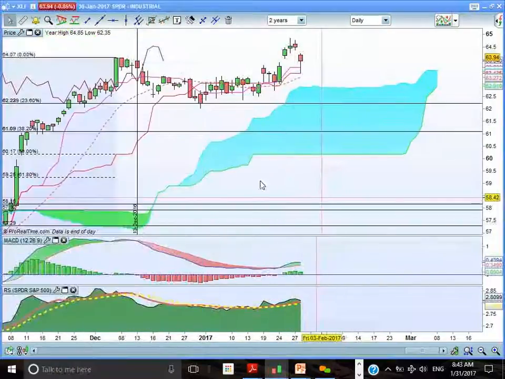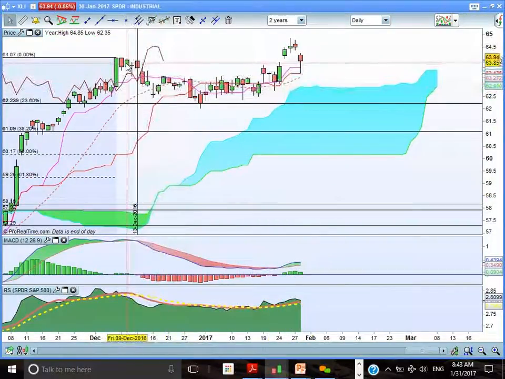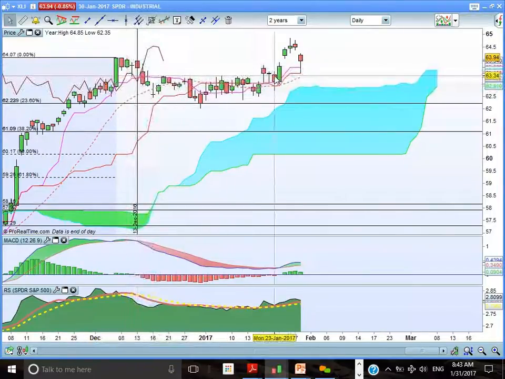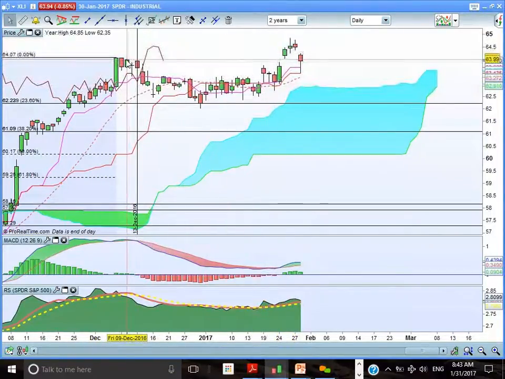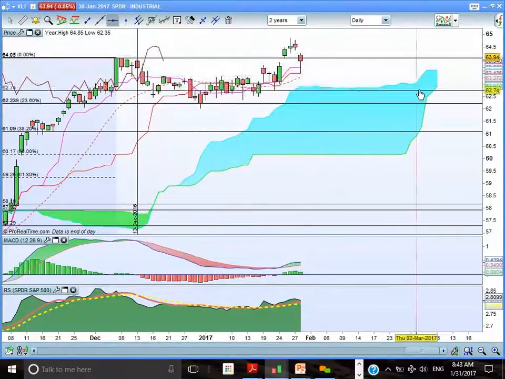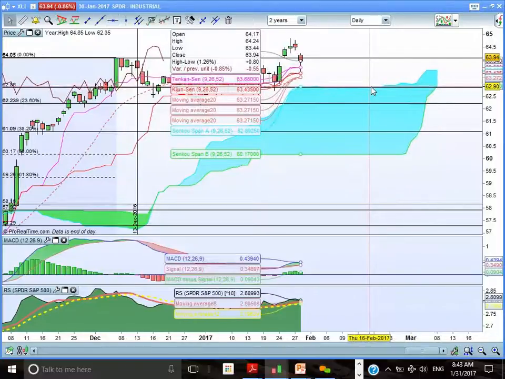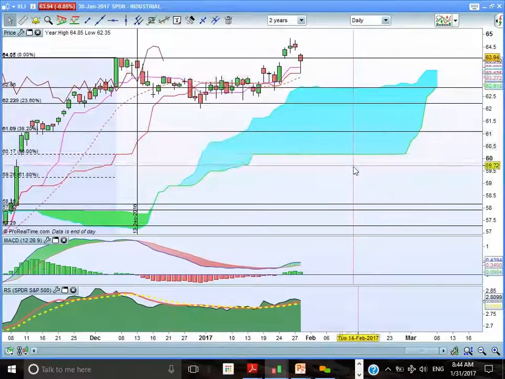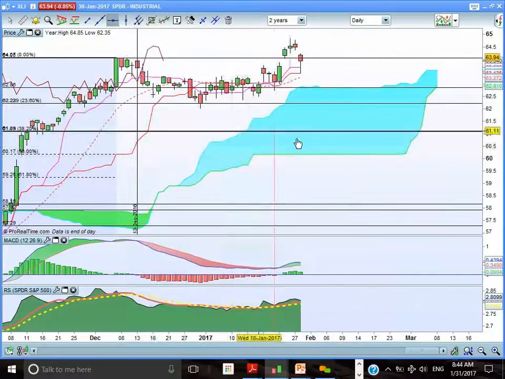Industrials, very similar to financials. Strong rally, consolidation period. It tried to break out of the old highs, and now it's testing these old highs for support. And then the top end of the cloud, significant support. So that would be a nice entry point into the sector, 62.88. And these are the bottom end of the cloud, significant support zones for Q1.